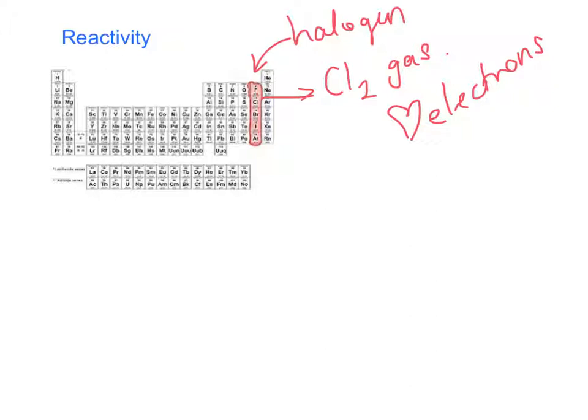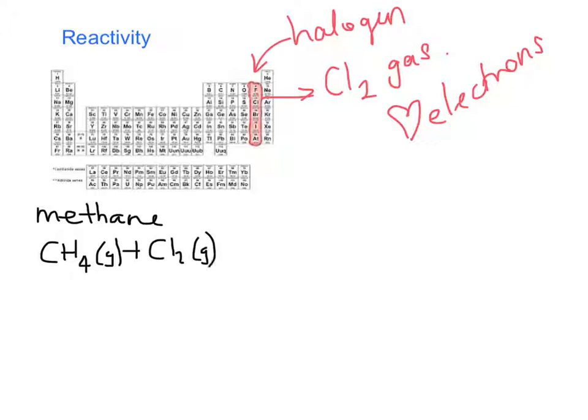So let's start with an alkane, and we're going to use methane for this example. So writing out methane, CH4, and it's going to be in a gaseous state because remember the smaller chains are going to have a lower boiling point. So these are going to be in a gas state. And then we're going to add some chlorine gas as well.